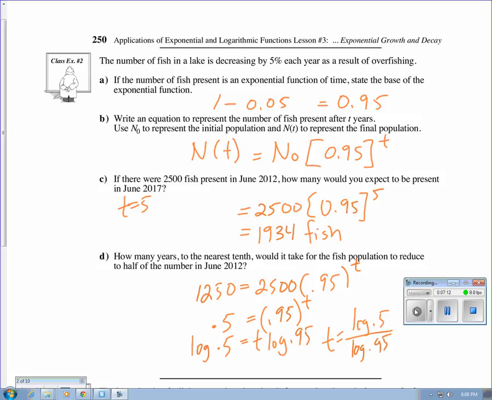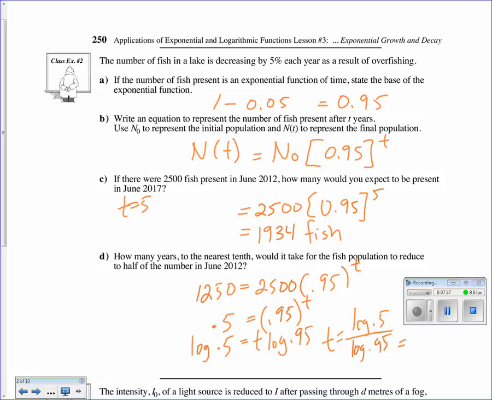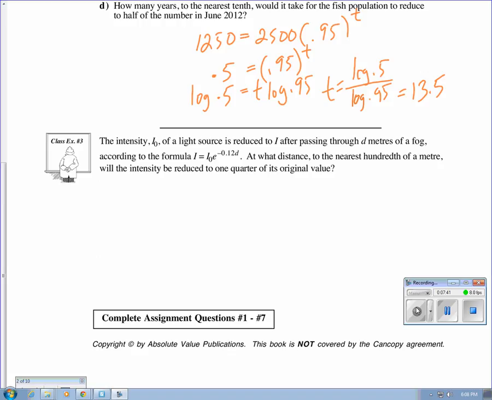My unknown is in the exponent position. I've taken the log of both sides of the equation, moved the exponent to the front, and now I can go log of 0.5, close the brackets, divide by log of 0.95, and find the number of years. It's going to take me just over 13 and a half years to reduce the number. I feel pretty good about calling t 13.5, so that's what I'm going to do.